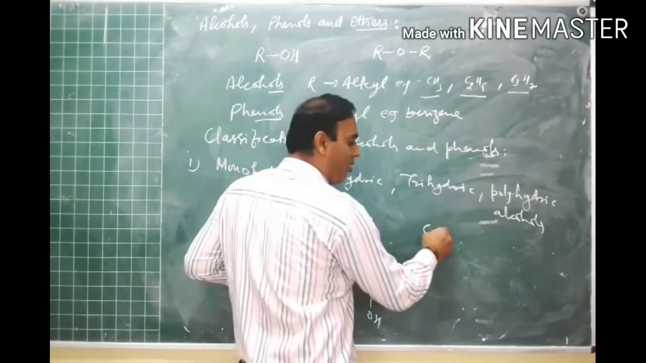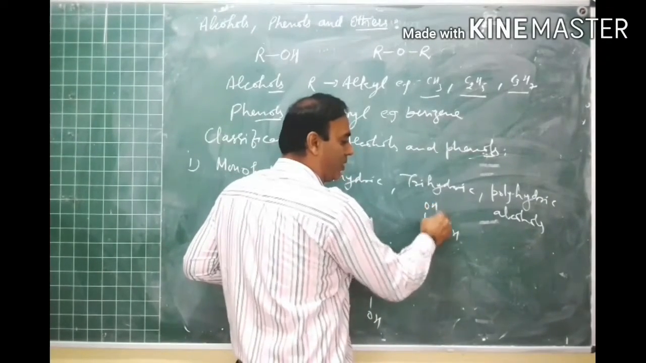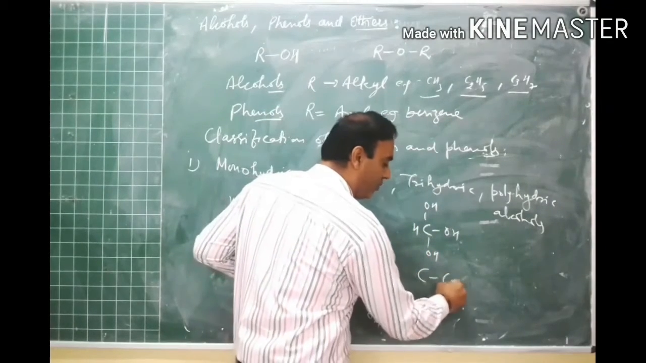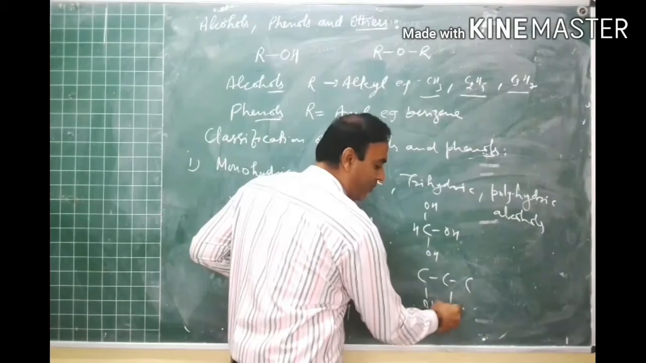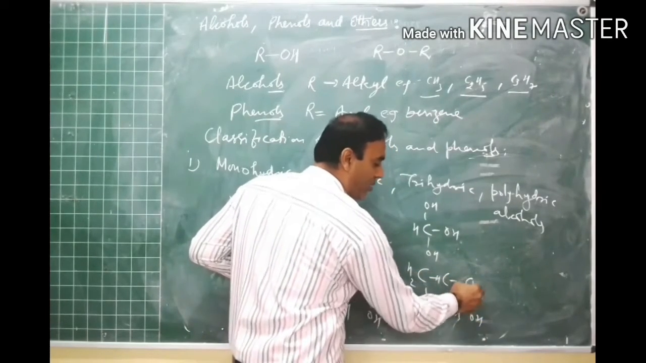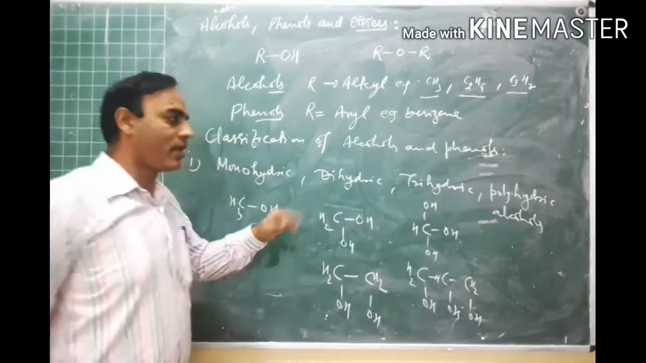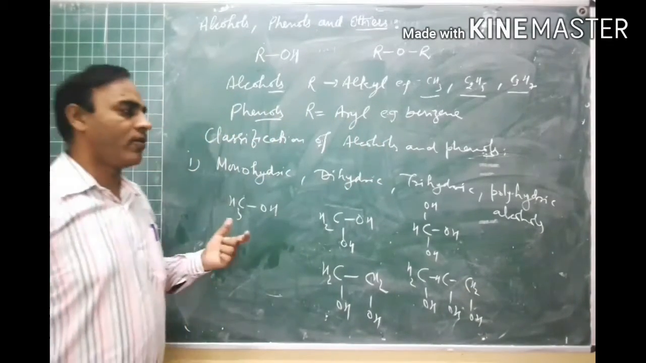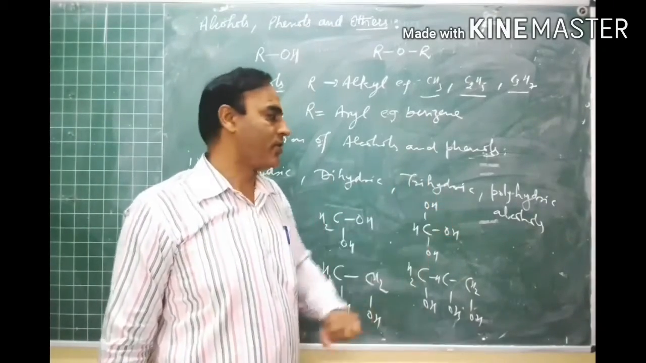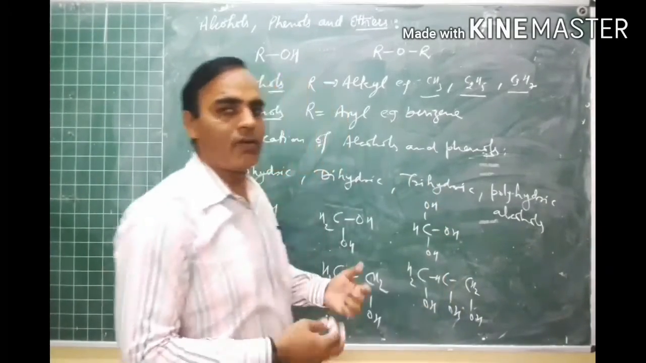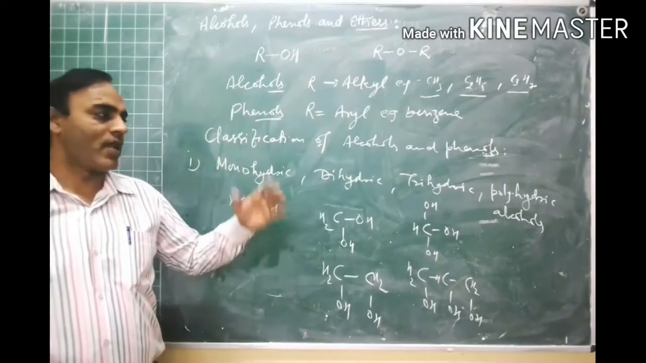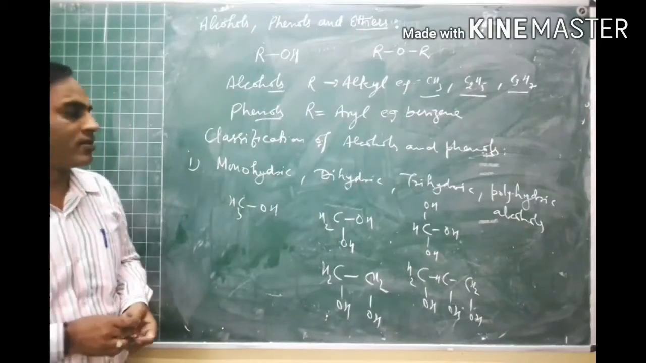Now if there are three OH groups attached to carbon atoms, then this is known as trihydric alcohol. And we can take another example. This is another example, right? Here will be CH2, CH, and then CH2. This is another example of trihydric alcohol. Now what is polyhydric alcohol? That is one in which many OH groups are present. For example, glucose. In glucose, there are many OH groups attached to different carbon atoms, and that is known as polyhydric alcohols.